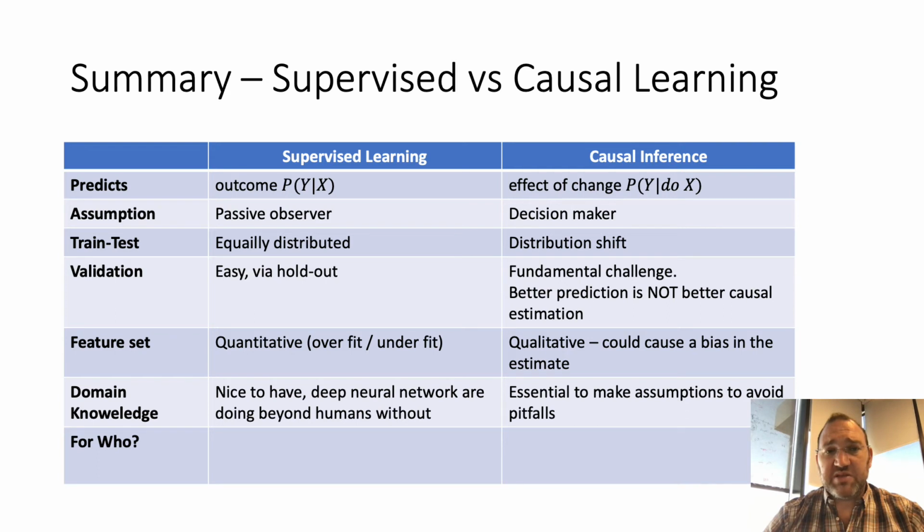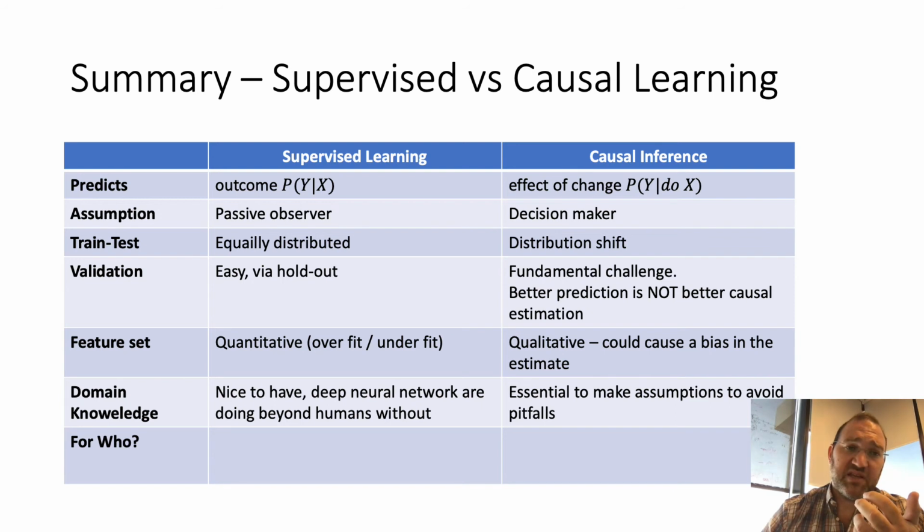The assumption in supervised learning is that we are a passive observer, and in causal inference we are a decision maker. And this creates a lot of difference, making causal inference much more difficult, because in supervised learning, we assume the train and the test data are equally distributed. This is one of the strongest assumptions in supervised learning. But in causal inference, this actually does not hold, because the data that you train on is not necessarily the same distribution as the data that you will actually have once you make different decisions, because the fact that you make a decision will change the distribution of your data.